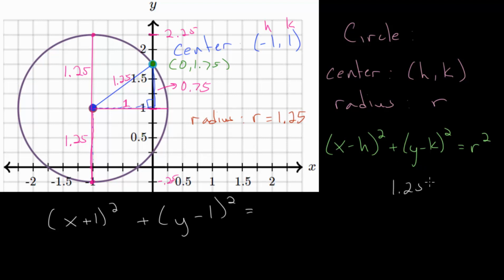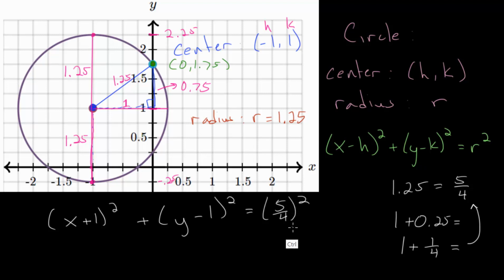Remember, 1.25 can be rewritten as 5 over 4. We could write this as 1 plus 0.25, and 0.25 we know is just a fourth. So from here, we can see that this is equal to 5/4. Writing it as a fraction just makes it a bit simpler to square it. So we have 5 over 4, and we'll square that. We could write that as 25 over 16, or we could still deal with decimals. Decimals are perfectly valid here. We would just have to multiply 1.25 by itself.